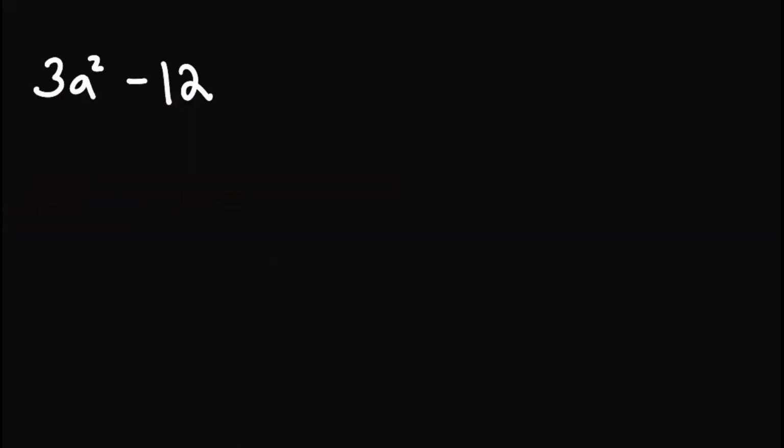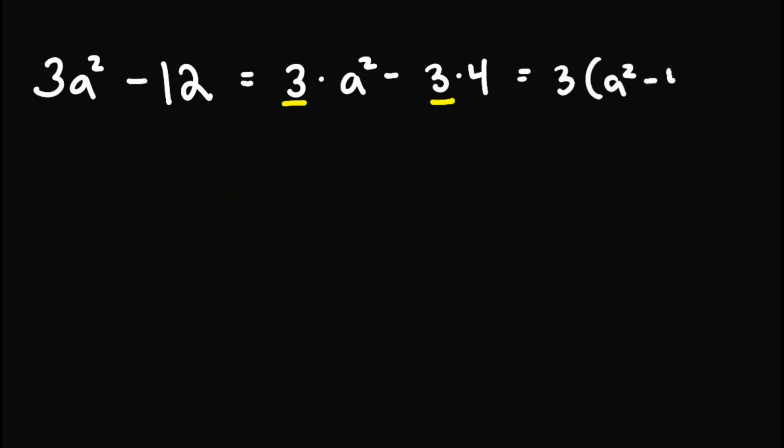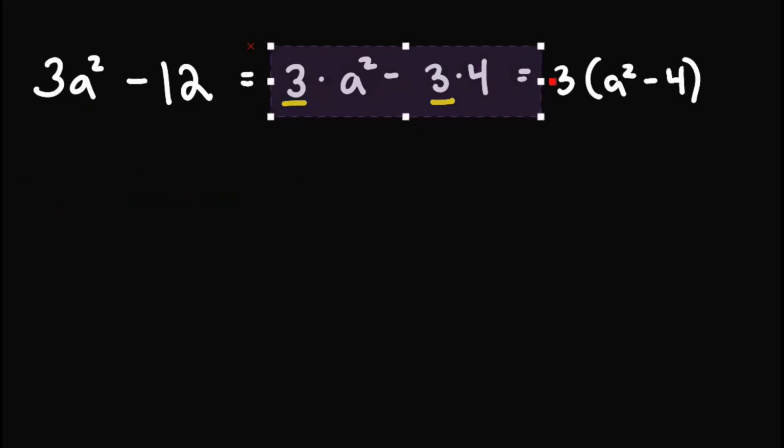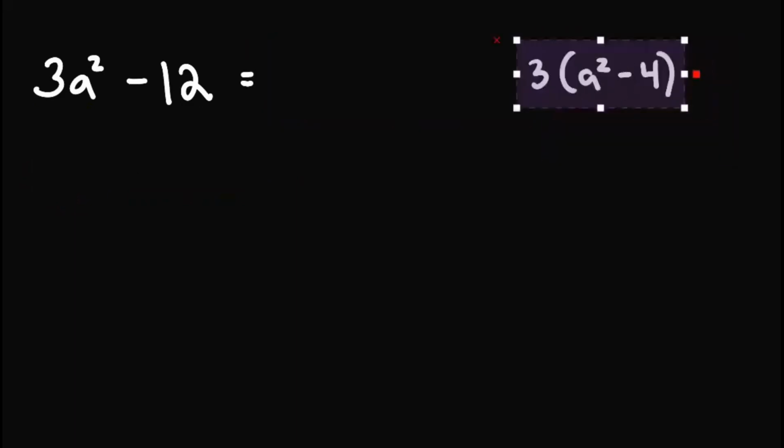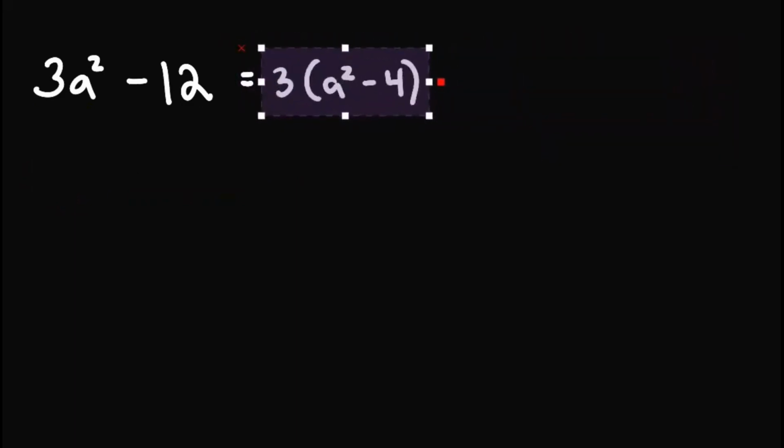But observe that if we apply the GCF, we can write this one as 3 times a squared minus 3 times 4. Since there is a factor of 3 on both, then we can write this one as 3 times (a squared minus 4). And so we can focus instead on this binomial inside.